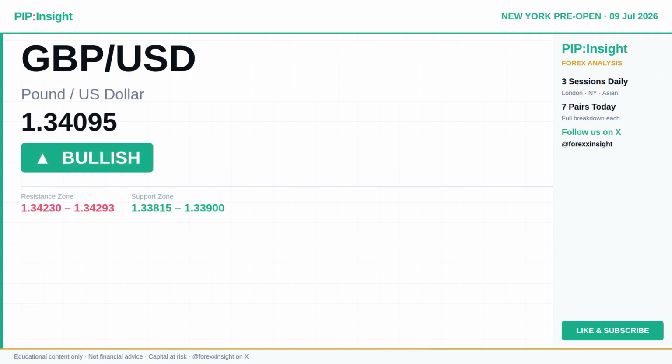Pound dollar. The chart is showing bullish structure on this session. The 4-hour trend is to the upside. Resistance is marked between 1.3423 and 1.3493. Support is marked between 1.33815 and 1.339. Here is the full chart breakdown.